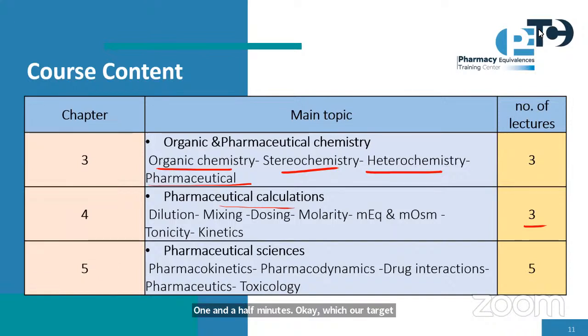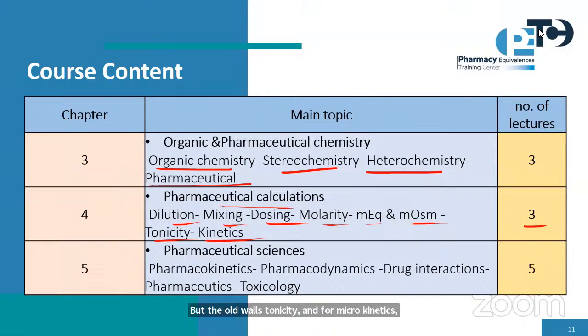Calculation can consume your time in the exam, so you should not consume your time on it. You should solve the problems as fast as you can, not only fast but in an effective and right way. We will learn how to do that through this chapter. The three lectures cover dilution and mixing, dosing, molarity, milliequivalents, milliosmoles, tonicity, and pharmacokinetics calculations.